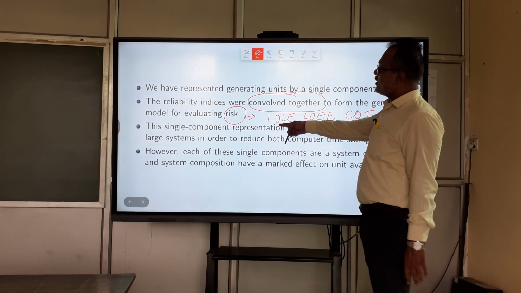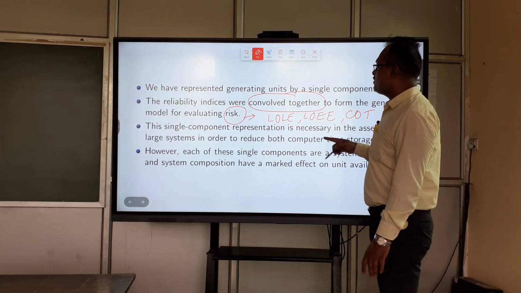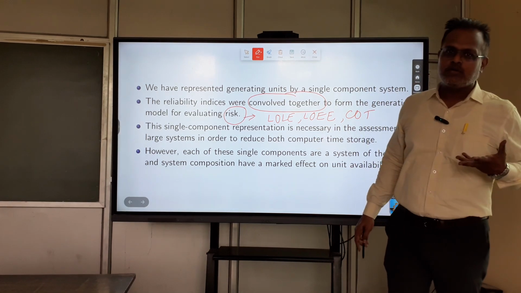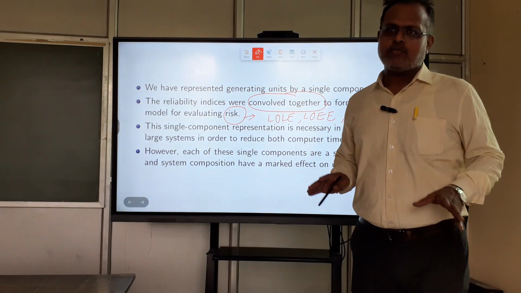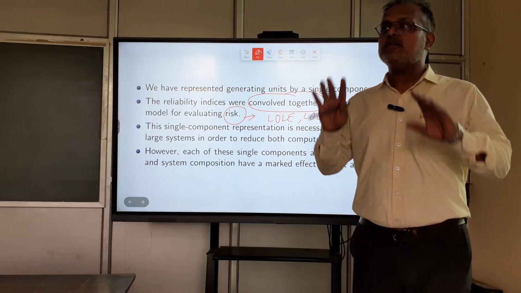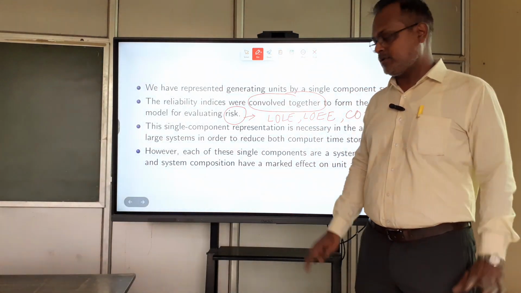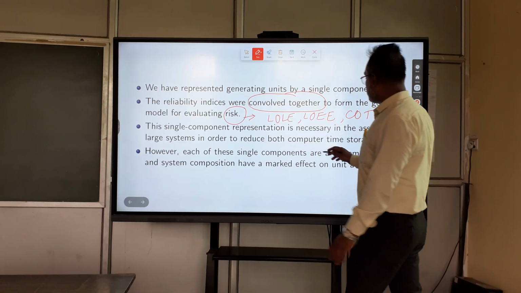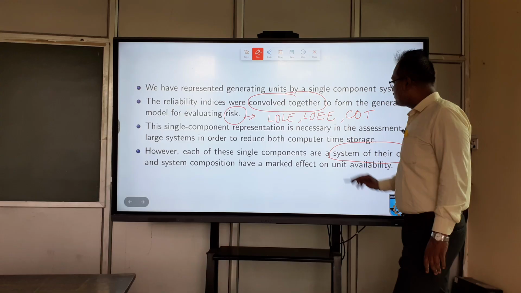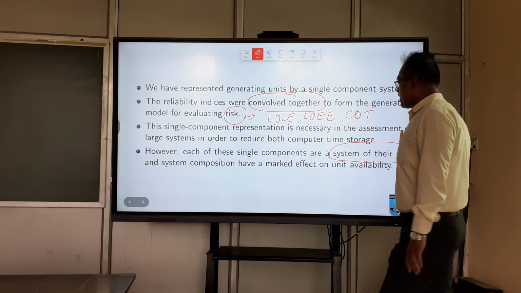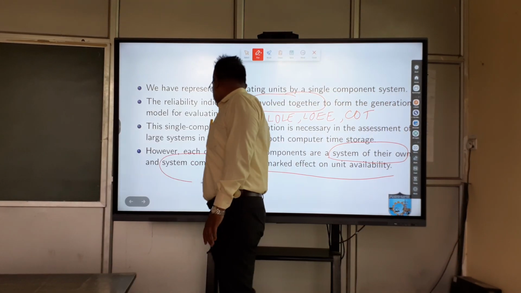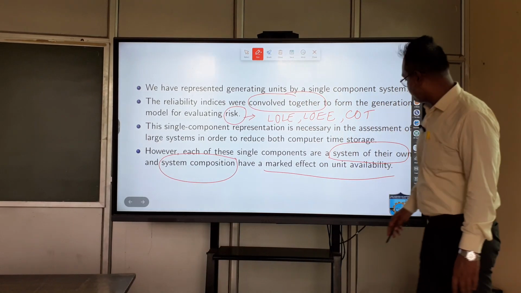Now this single component interpretation is necessary in the assessment of large systems in order to reduce both the computer time and storage. So we need not bother about what is happening inside the plant. The system planner is not concerned about what is happening inside the plant. He is concerned about whether the plant as a whole is available or not. However, each of the single components is a system of its own, and system composition has a marked effect on availability.